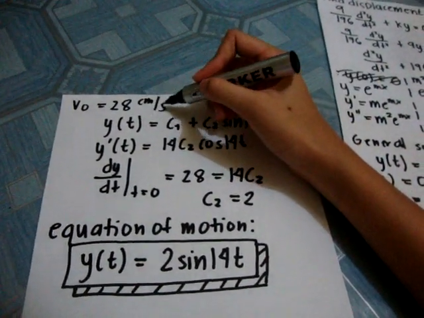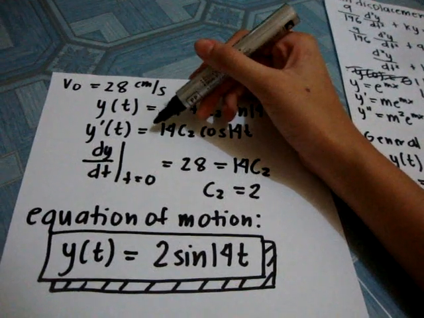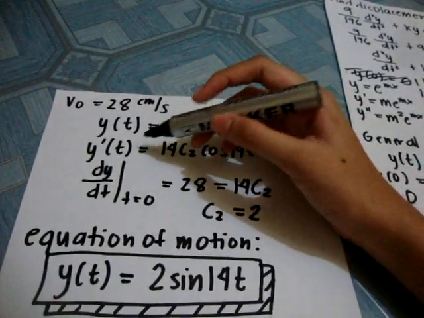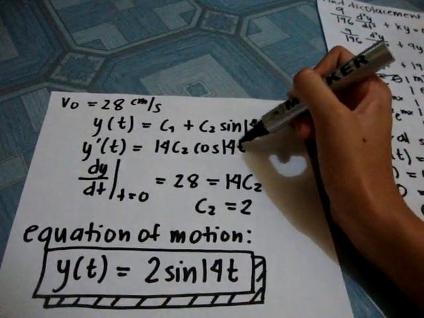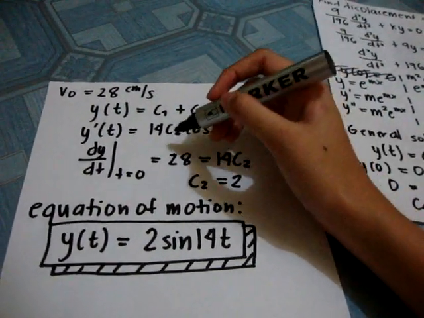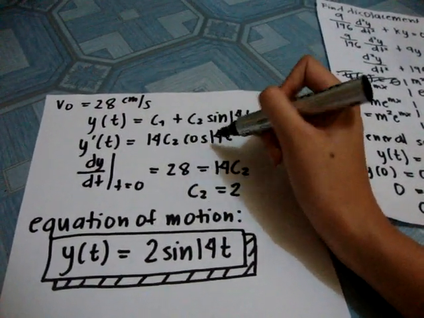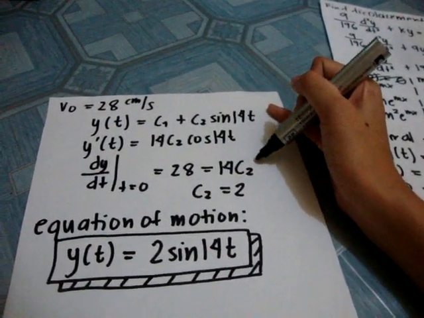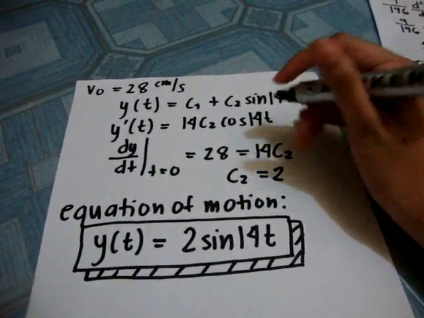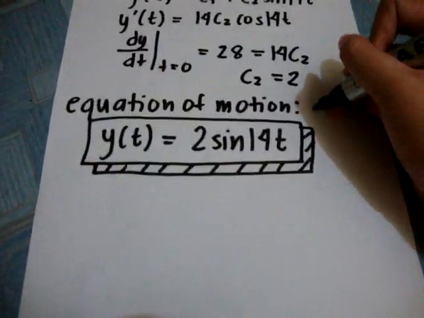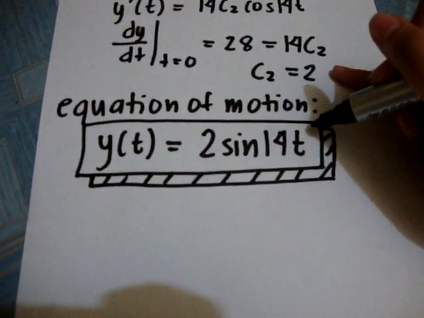Applying v sub 0 is equal to 28 centimeter per second to y prime of t, we have y prime of t is equal to 14c2 cosine 14t. And the derivative at t is equal to 0 is 28, which is equal to 14c2. And we will solve for c2, which is equal to 2. Now we have our equation of motion, which is y of t is equal to 2 sine 14t.